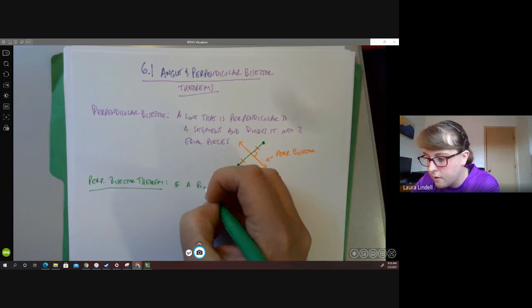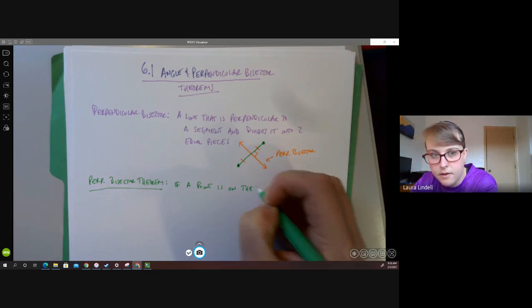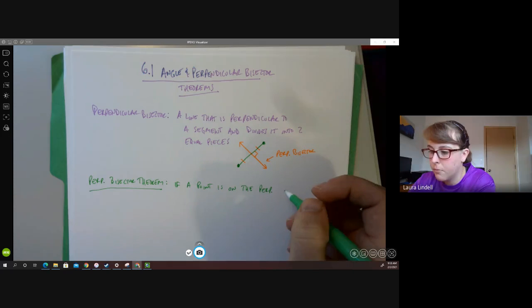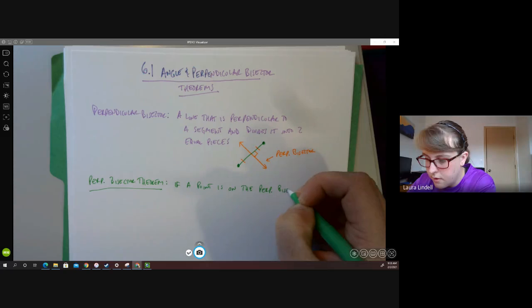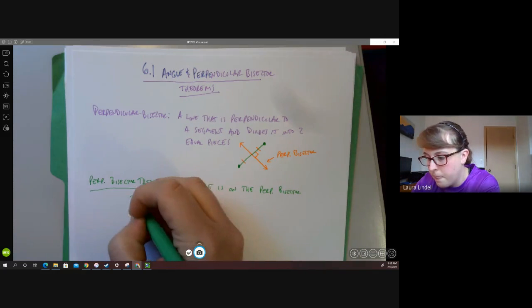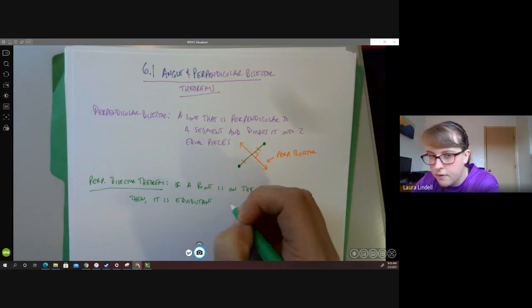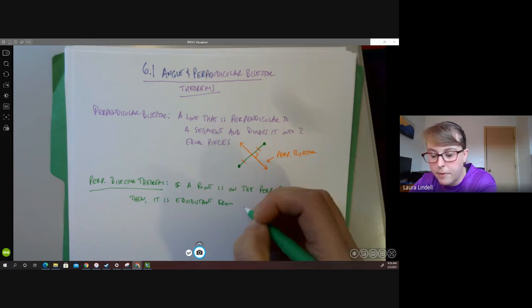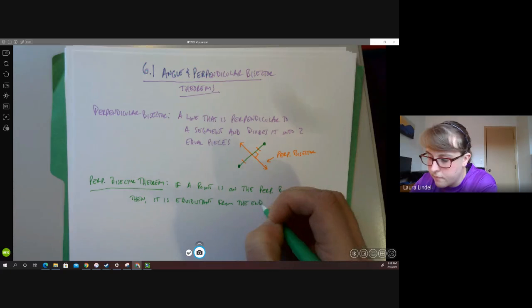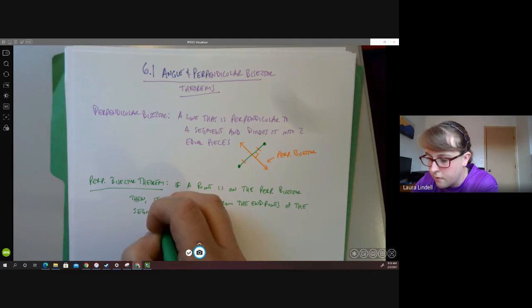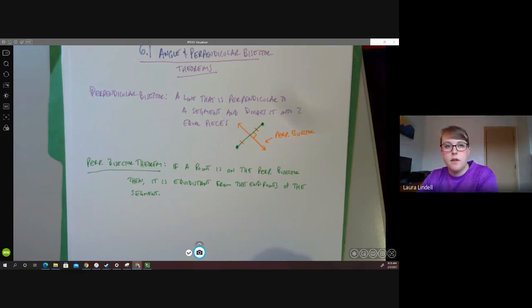If a point is on the perpendicular bisector, and I'm just going to abbreviate it as perp because writing out perpendicular all the time is a lot, then it is equidistant from the endpoints of the segment. So that's the perpendicular bisector theorem.